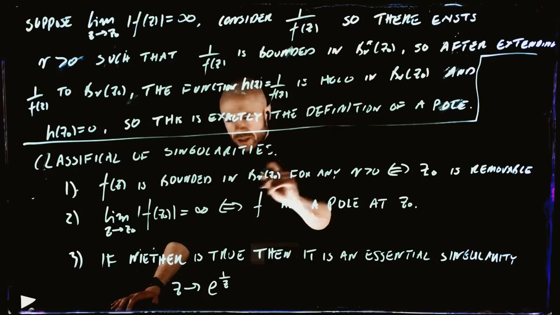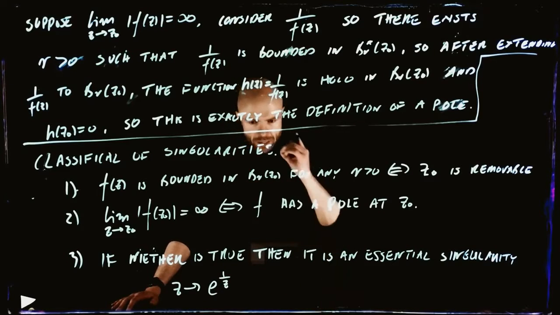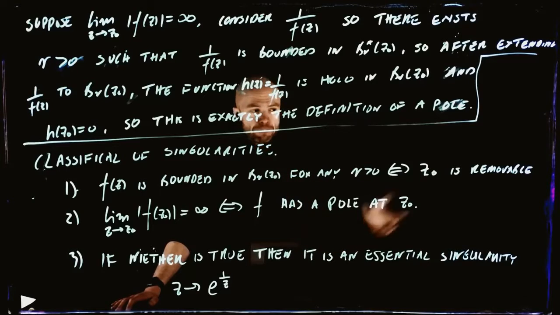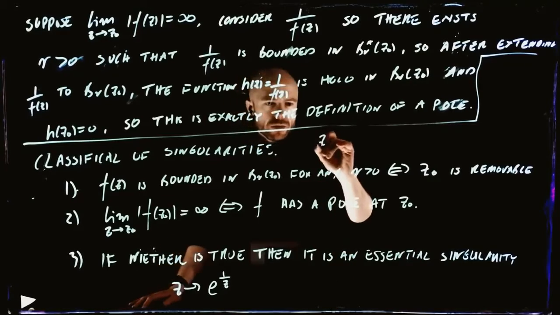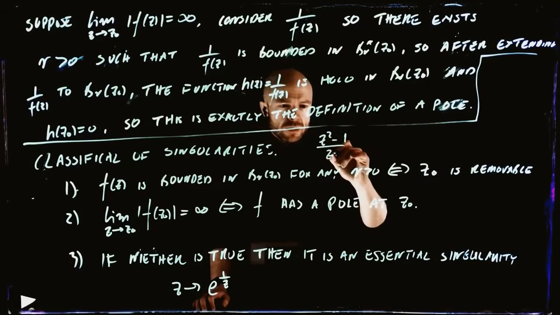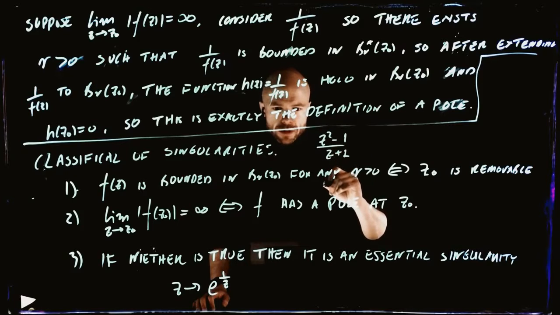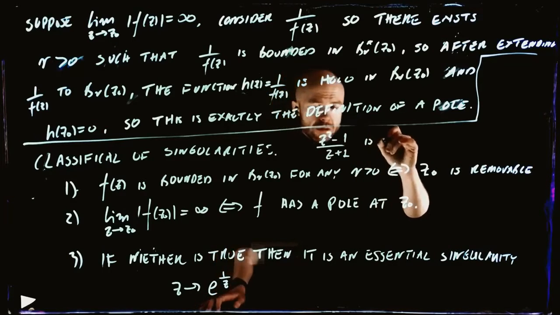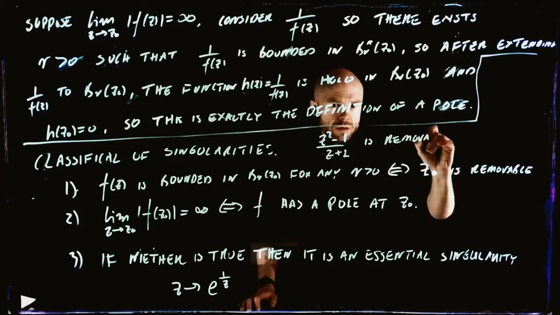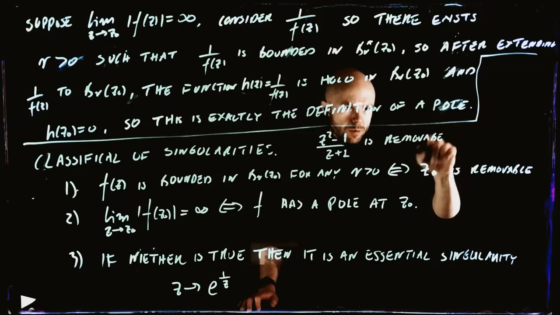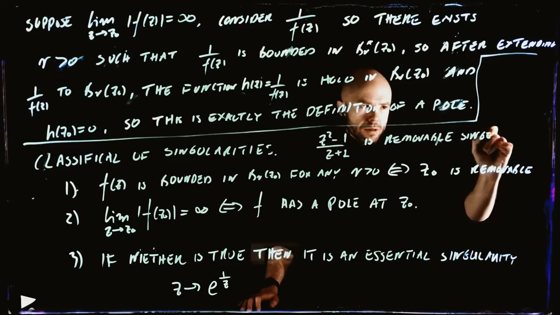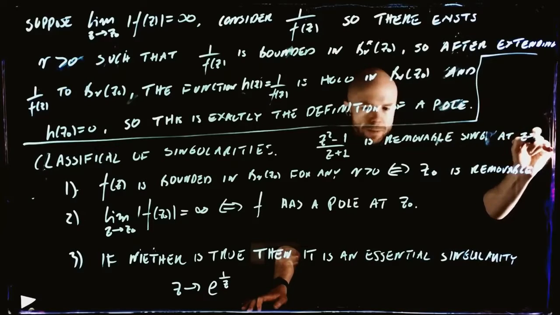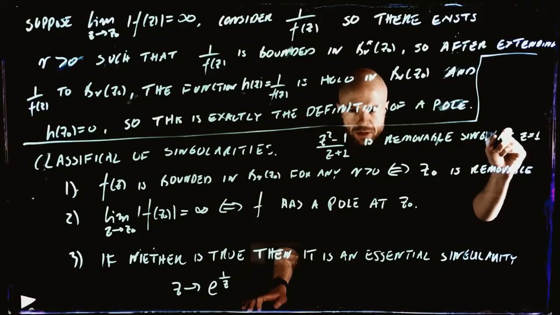We have the singularities that essentially are not there, where in some neighborhood around the point, it remains a bounded function, and nothing's actually happening there. It's a false singularity, it's a removable singularity. It's something like z squared minus 1 over z plus 1. This thing has a removable singularity at z equals minus 1.